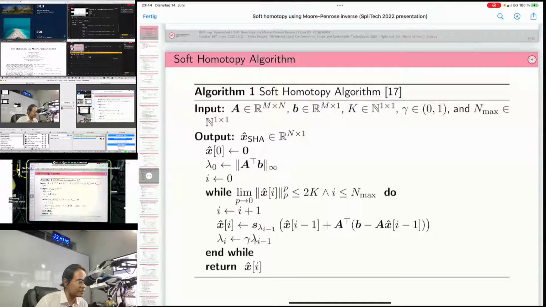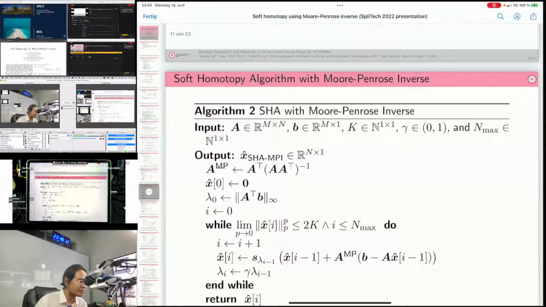Our method is the same as the soft homotopy algorithm in reference 17, but we use the Moore-Penrose inverse at this location instead of the typical A transpose. So we have the additional inverse of A times A transpose here, and the stopping criterion is the same, less than or equal to 2k, where k is the number of non-zero elements in vector x. Another one is exactly the same as algorithm 2, but in algorithm 3 we use only k without 2k.